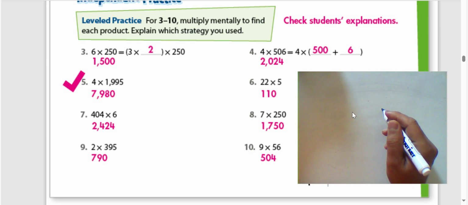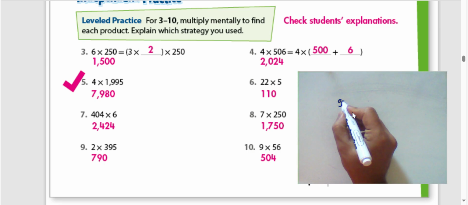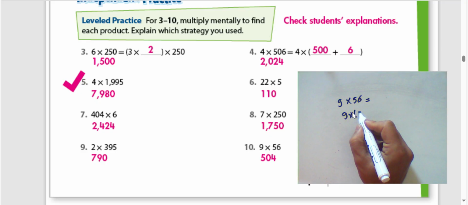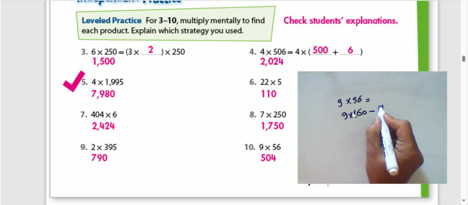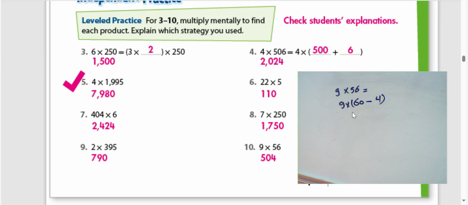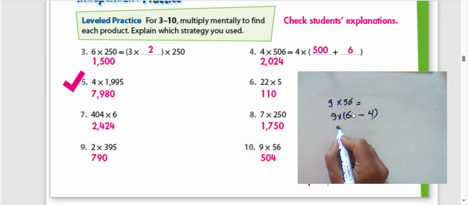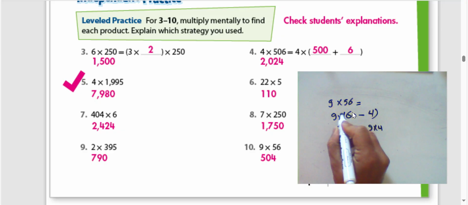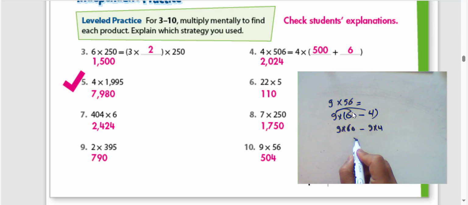Okay, and what about this number, 9 product by 56? We can write 9 product by 56 equals 60 subtract by 4. Then you can use distributive properties to find the result. 9 product by 60 subtract by 9 by 4. 9 times 60, write 0, and 6 times 9 equals 54. 4 times 9 equals 36.